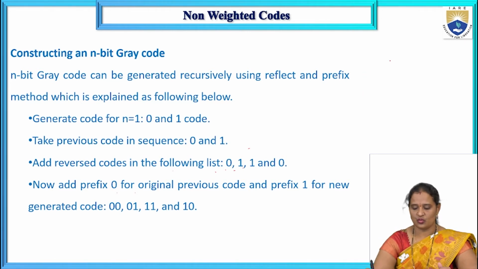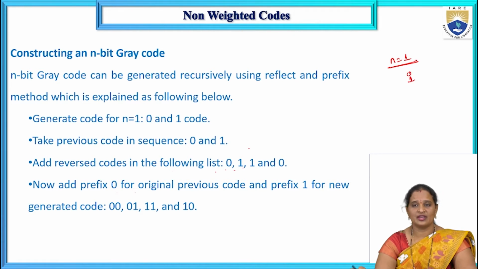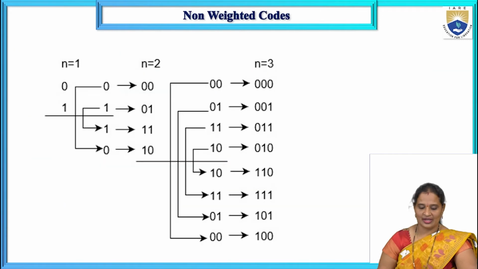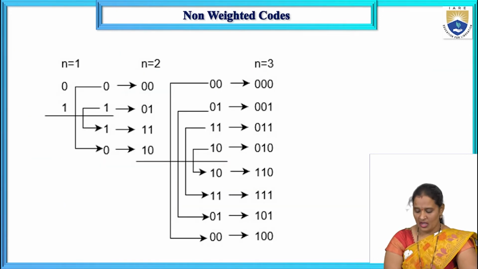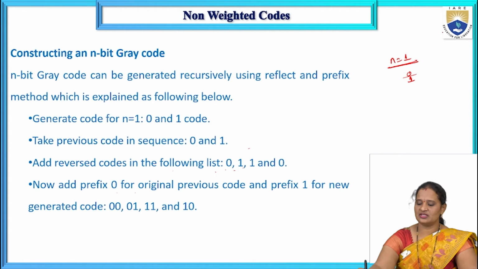So n is equal to 1. When n is equal to 1, I want to construct a gray code for this. Here n equal to 1 means it may be either 0 or 1. This is the 1-bit gray code, right? 0, 1. Now coming to when n is equal to 2.